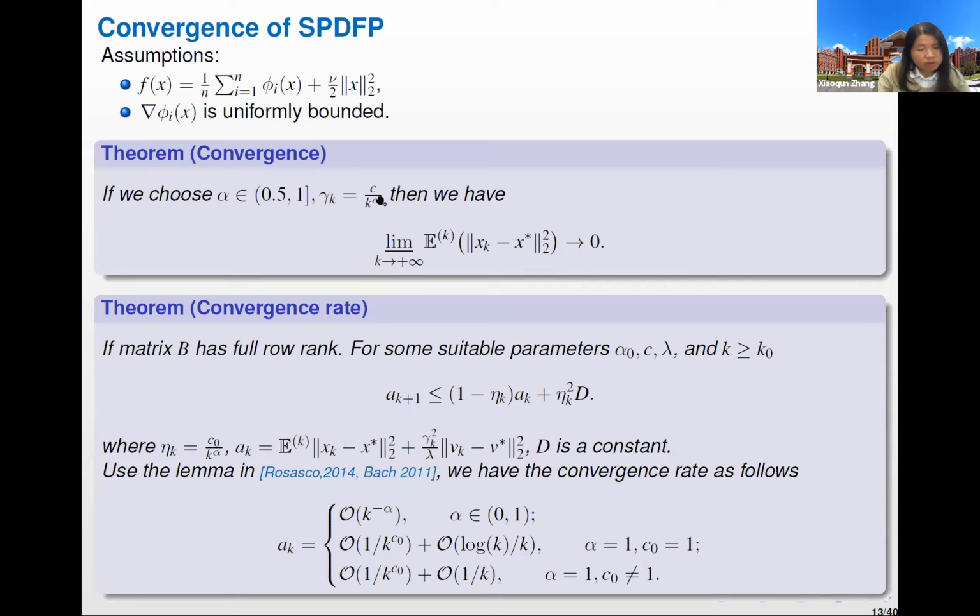Under this vanishing step size, we can get convergence in the sense of expectation. If we have one more assumption, that the matrix B has full row rank, we also get 1/k convergence if α equals one, where α can be between 0 and 1. Basically, that's the optimal convergence rate we can get in the strongly convex case.